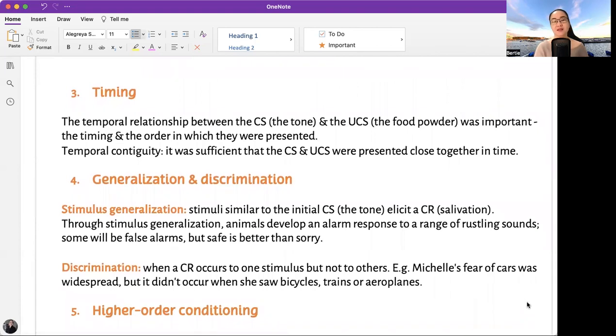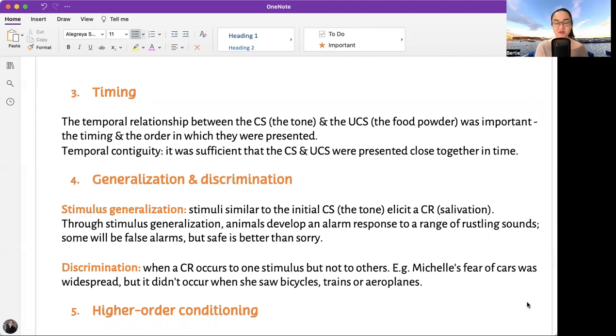Timing. The temporal relationship between the CS, the tone, and the UCS, the food powder, was important. The timing and the order in which they were presented. Temporal contiguity. It was sufficient that the CS and UCS were presented close together in time.